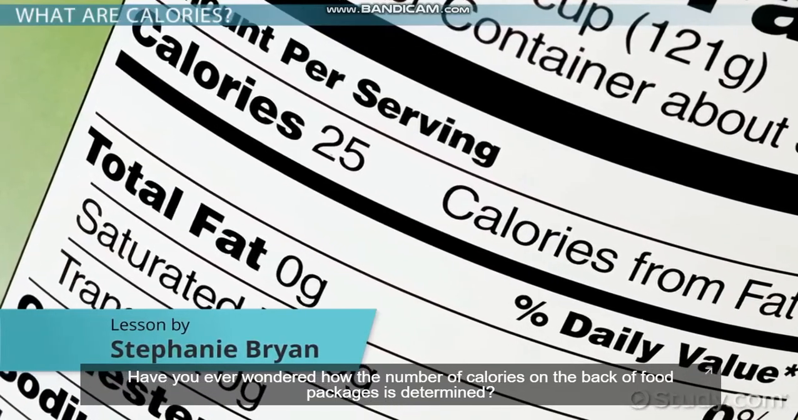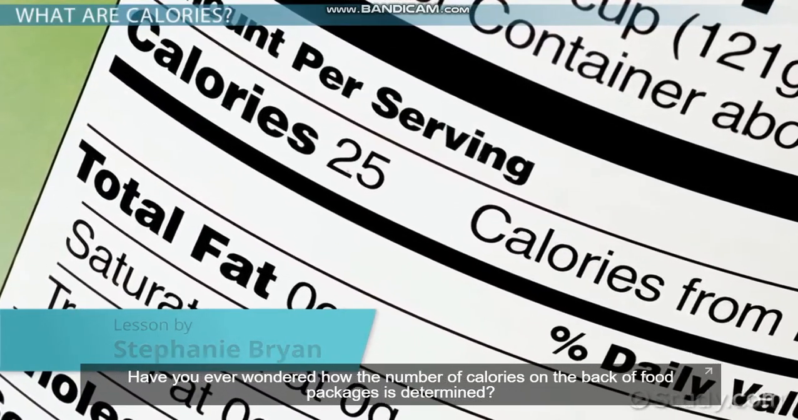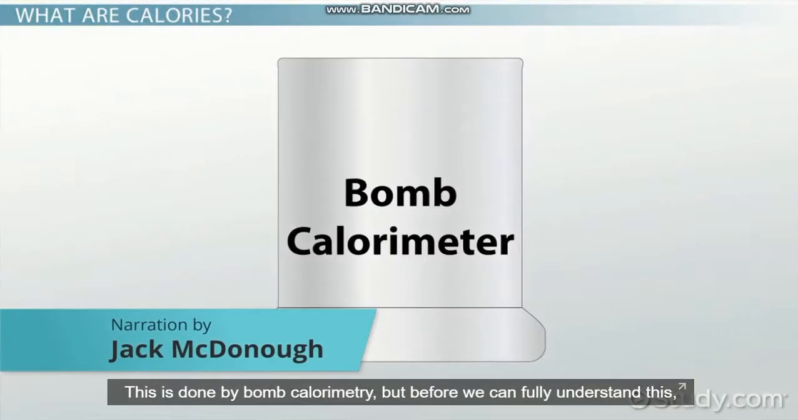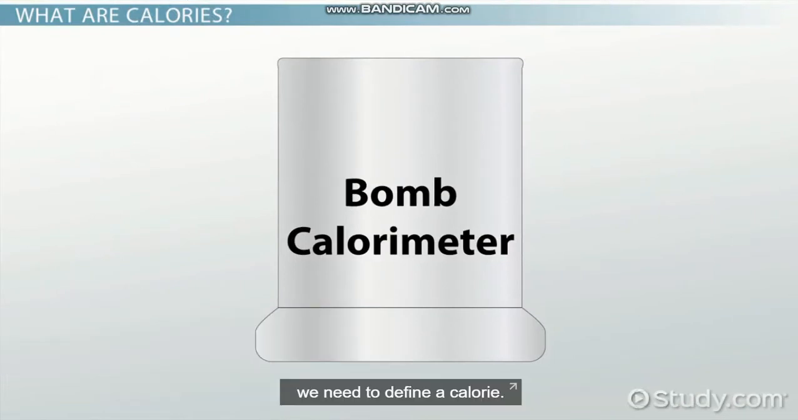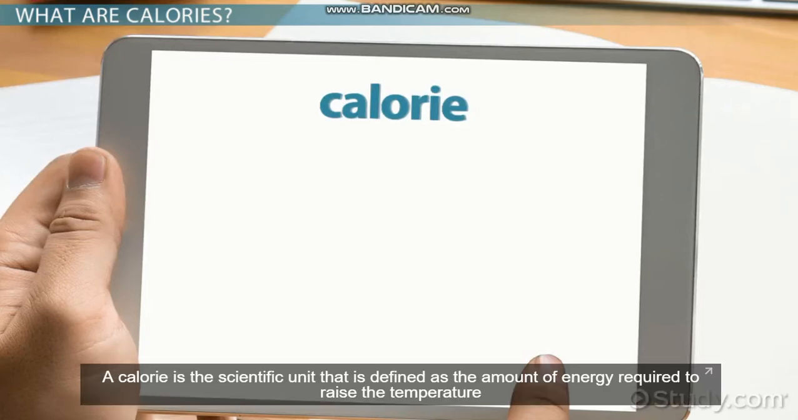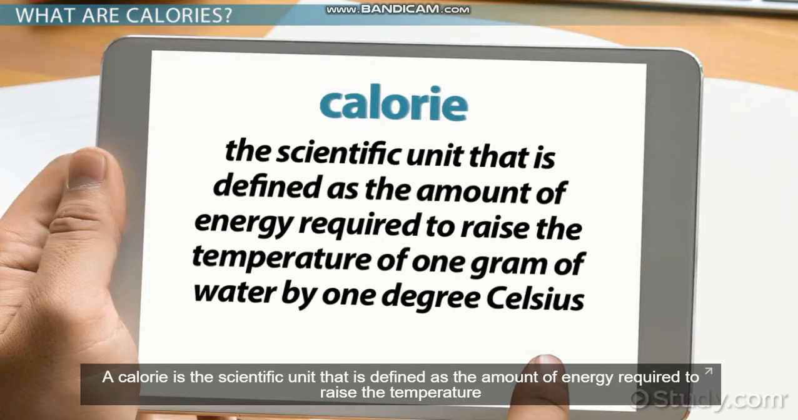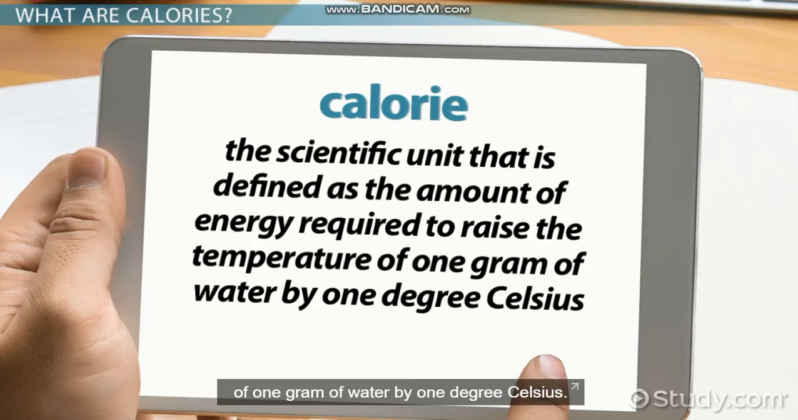Have you ever wondered how the number of calories on the back of food packages is determined? This is done by bomb calorimetry. But before we can fully understand this, we need to define a calorie. A calorie is the scientific unit that is defined as the amount of energy required to raise the temperature of 1 gram of water by 1 degree Celsius.